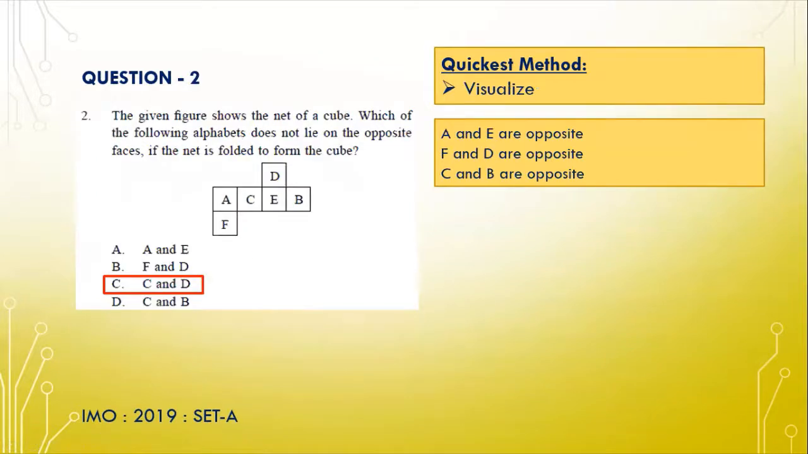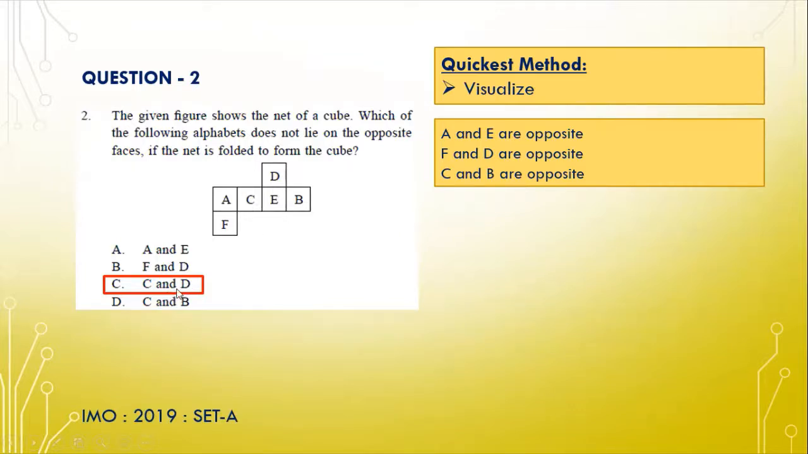Next one. The given figure shows the net of a cube. Which of the following alphabets does not lie on the opposite faces if the net is folded to form the cube? Again, it's an easy one. So D and F are the top and bottom faces, isn't it? D and F are the top and bottom faces, and alternate sides are the opposite faces. So A is opposite to E and C is opposite to B, isn't it?